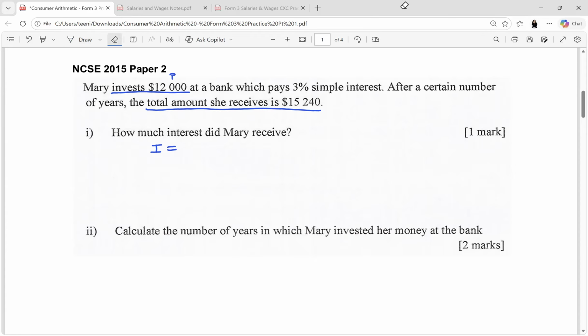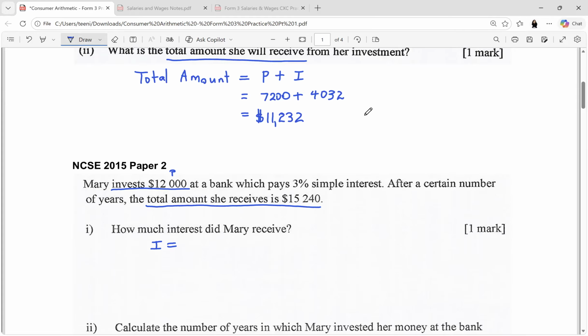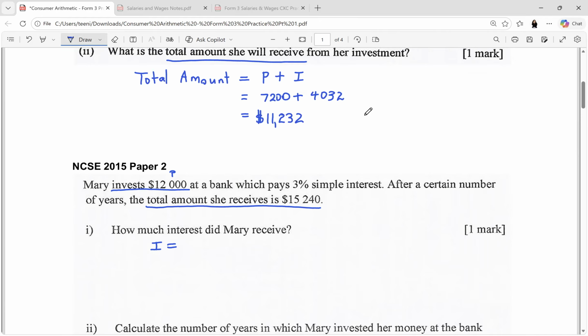Remember, to find the total amount, if we look up here, you would add the principal to the interest. So if I instead have the total amount and the principal, and I need to find the interest, based on this statement that the total amount is equal to principal plus interest, how then would I find the interest if I have the total amount and the principal?